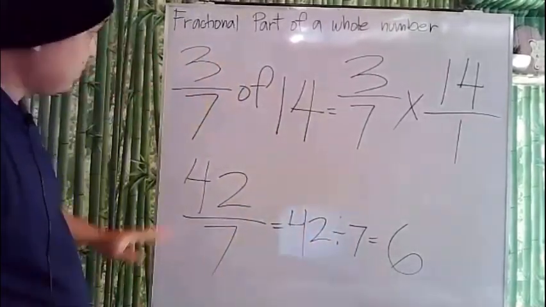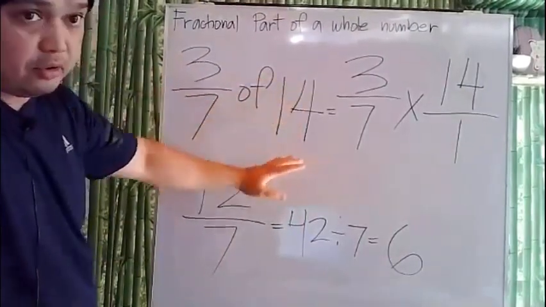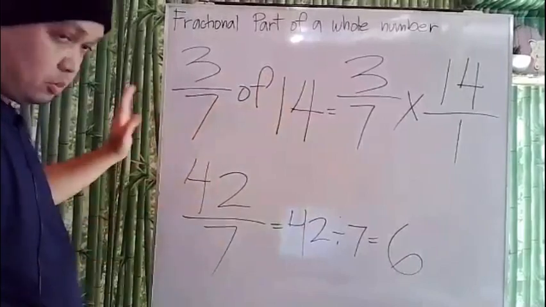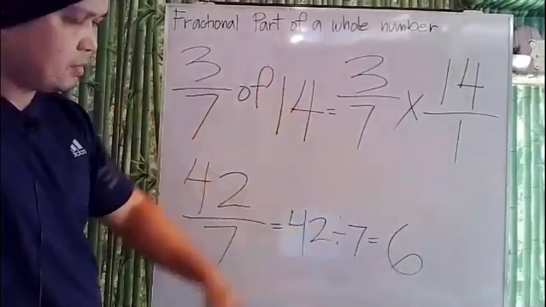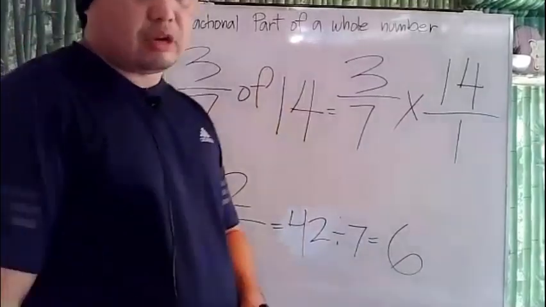That's how you answer that. Just multiply the fraction to the whole number while changing the whole number into fraction form. And just multiply that and get the answer. Okay? So that's how you get the fractional part of a whole number.